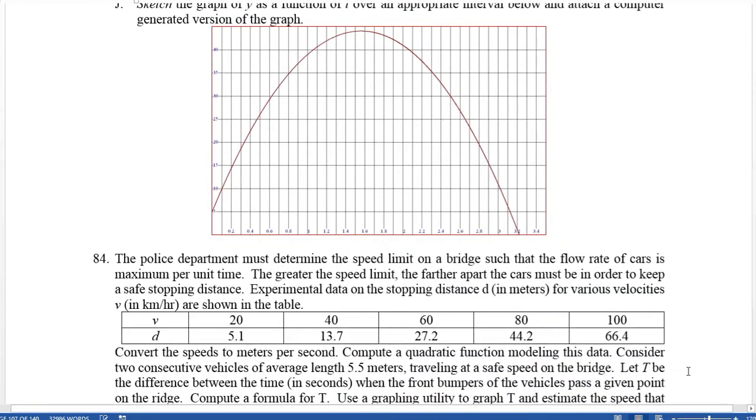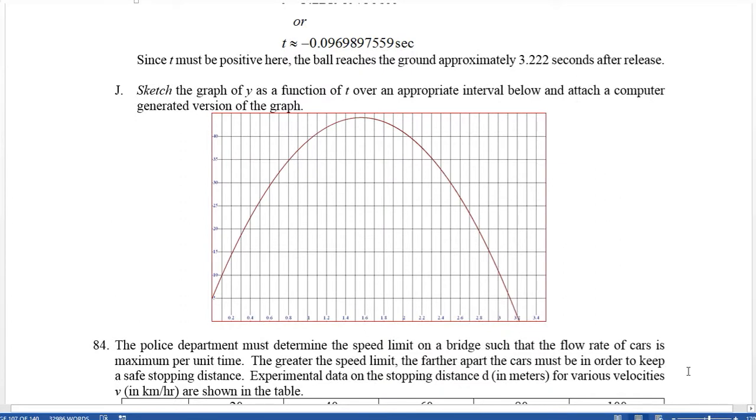Okay, let's look at another example. Police department must determine the speed limit on a bridge such that the flow rate of cars is a maximum per unit time. The greater the speed limit, the farther apart the cars must be in order to keep a safe stopping distance. Okay, so experimental data on the stopping distance, D is our stopping distance, for various velocities, V, kilometers per hour, are shown in the table.